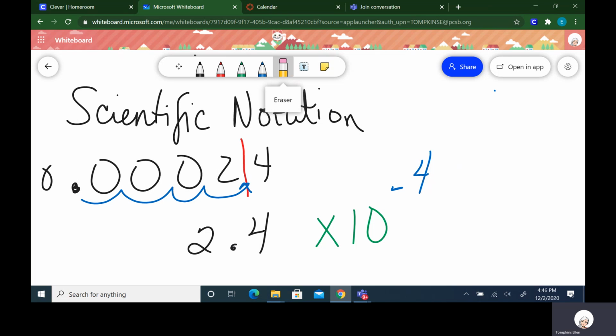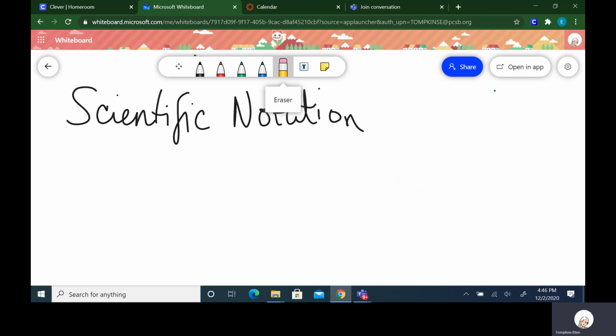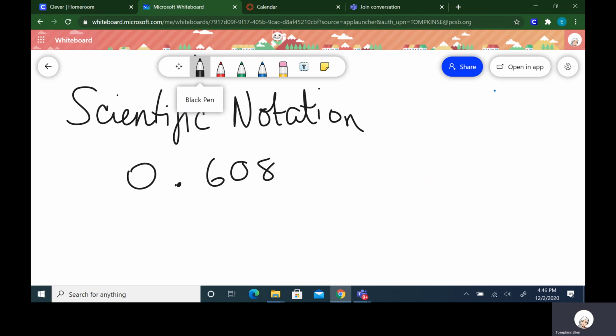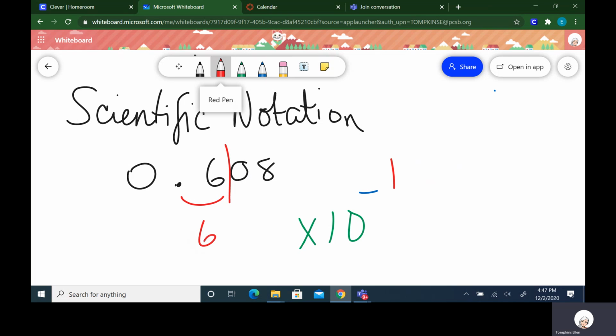All right. Let's try another one to show you. So .608, I'm going to have times 10 to the negative. Now, on this one, I only needed to move it 1 spot. So it's negative 1, and it's 6.08.